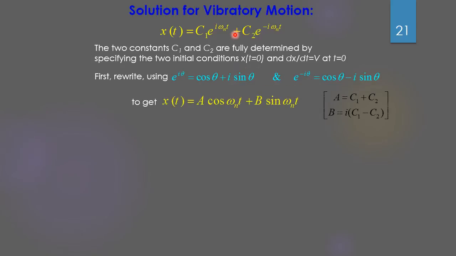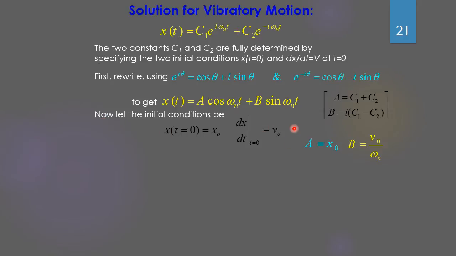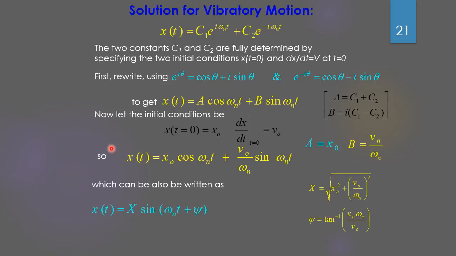By using Euler's equation, we can plug this equation in here to get x(t) equals a cosine omega t plus b sine omega t. When you differentiate this equation twice and you plug in the initial conditions, you'll get that the constant a is equal to x naught, and b will be equal to v naught by omega_n. When you plug these two in here, you'll get the following equation: x(t) is equal to x naught cosine omega t plus v naught by omega_n sine omega t. So that's going to be your solution.